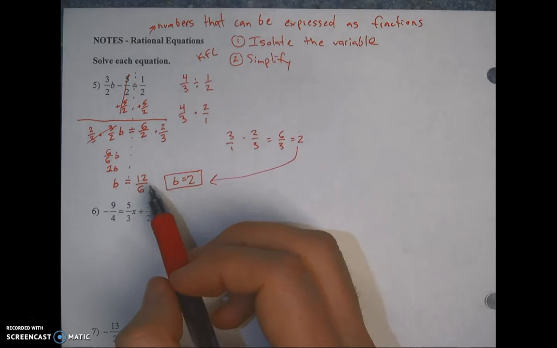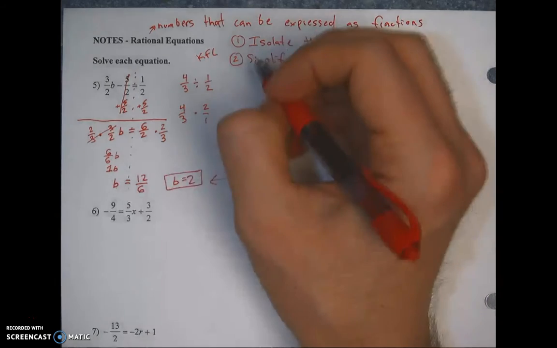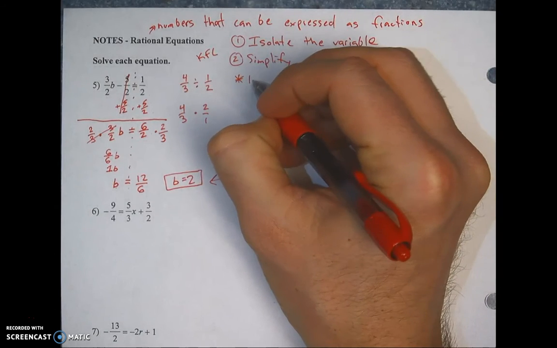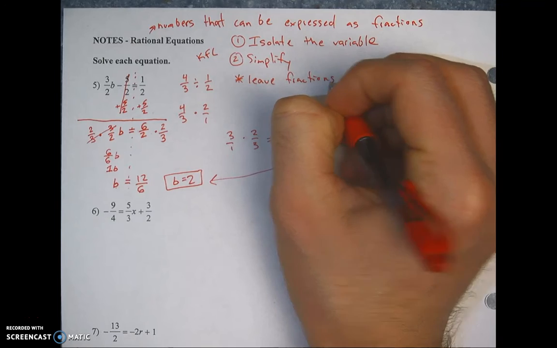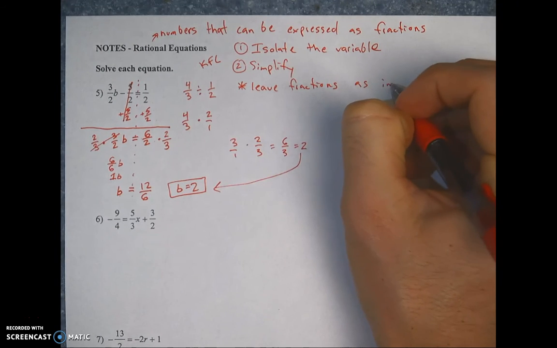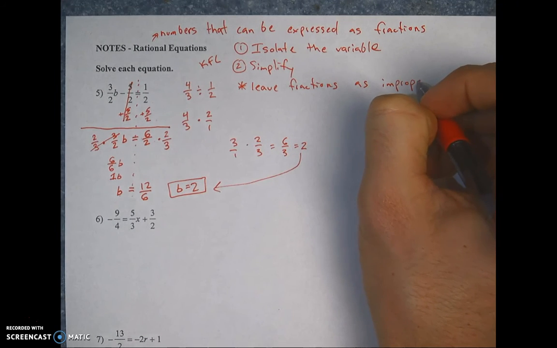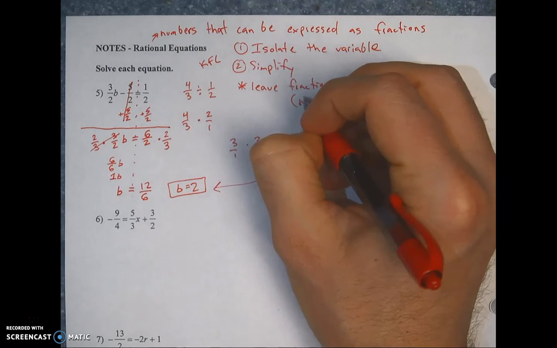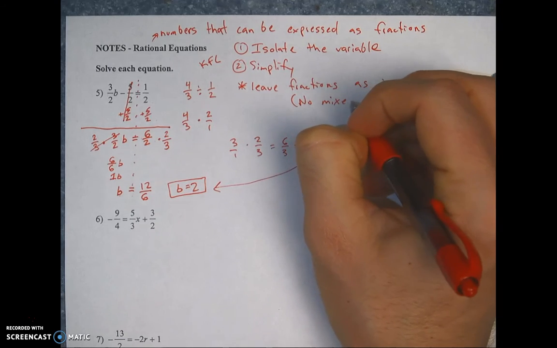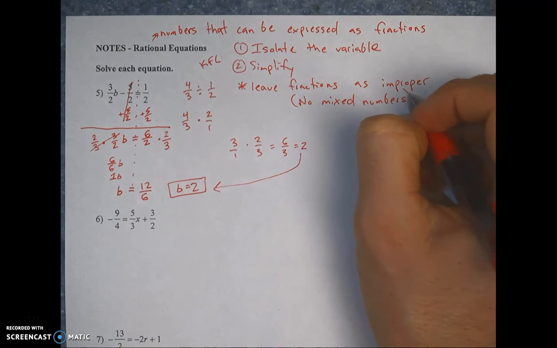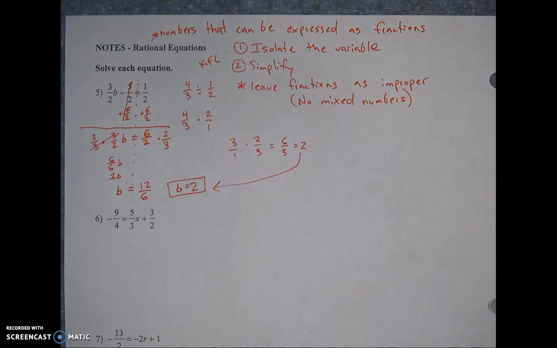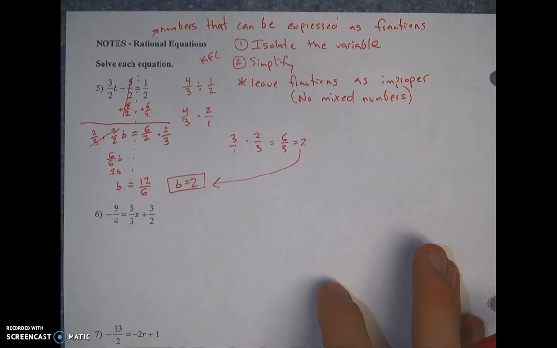Now, we're going to leave our fractions as impropers. So, no mixed numbers. Your answers can be improper fractions, but we still need to simplify them. If you can divide the numerator and denominator by 2, then you need to do so. So let's slide down to number 6.